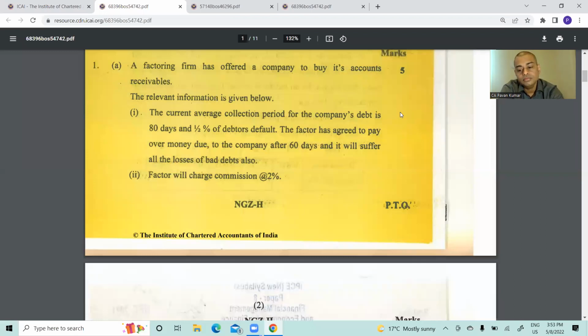On factoring, only 2 problems are there in material. Okay, both the problems I have put in free videos in YouTube channel. So if you want, you can read both of them, and I have explained the theory, concept, how to solve the problem, everything I have put. So first problem, 5 marks, factoring.